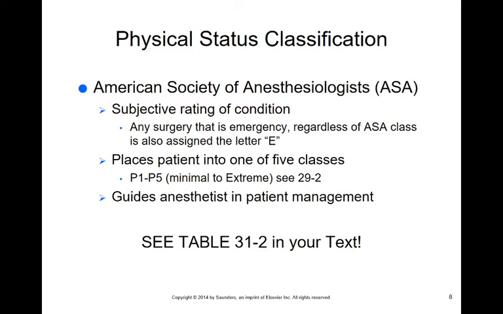I believe actually the table is in 31-2, not 29-2. So table 31-2 will give you one of those 5 classes. P1 is minimal: we have a nice healthy young pet that shouldn't have any problems going under anesthesia. P5 will need severe, ICU-type support during anesthesia. That helps the anesthetist to guide and manage that patient.